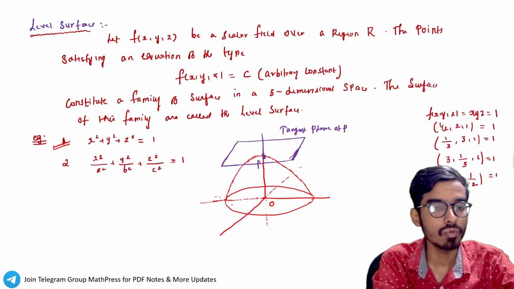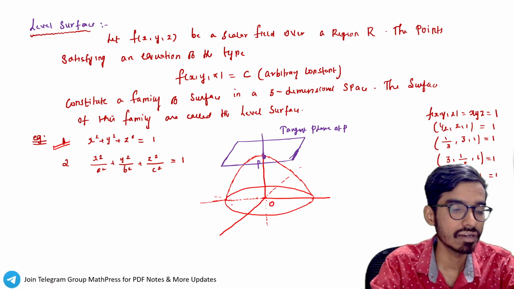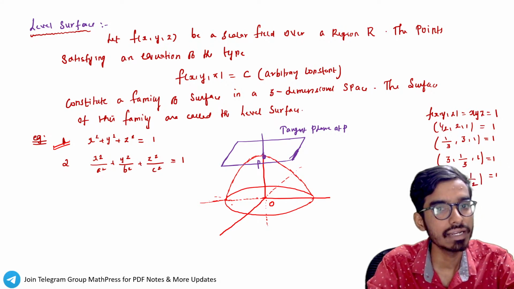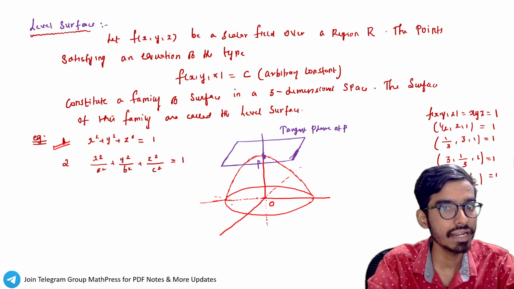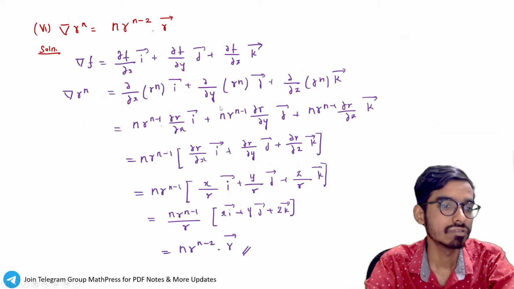After that we'll be moving on to the next topic, which is called divergence, right? The topic that we are seeing is gradient, divergence and curl. So we have finished gradient. After that we started level surface, tangent and normal to level surface. So we will continue in the next class, right? Thank you, bye.